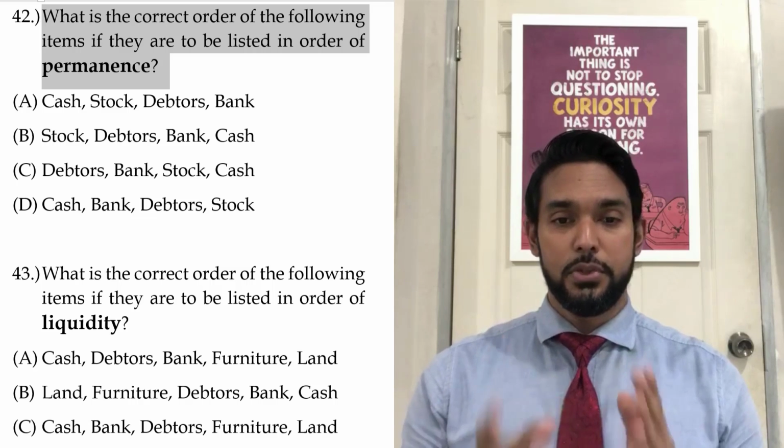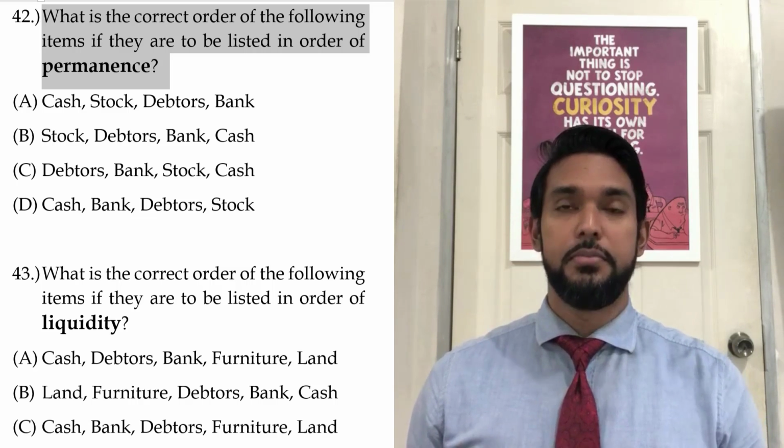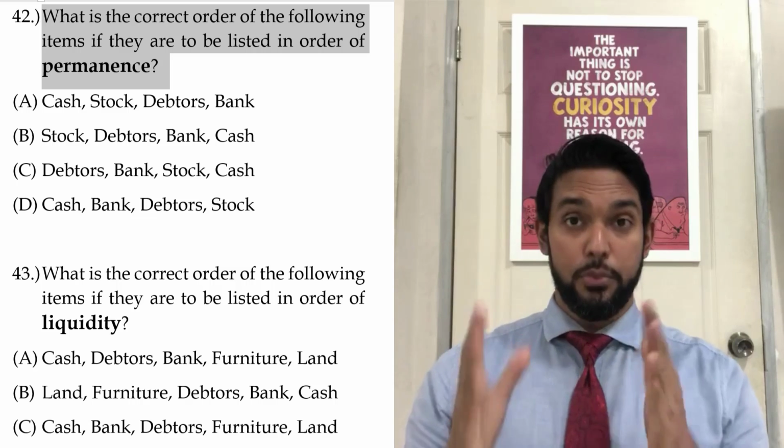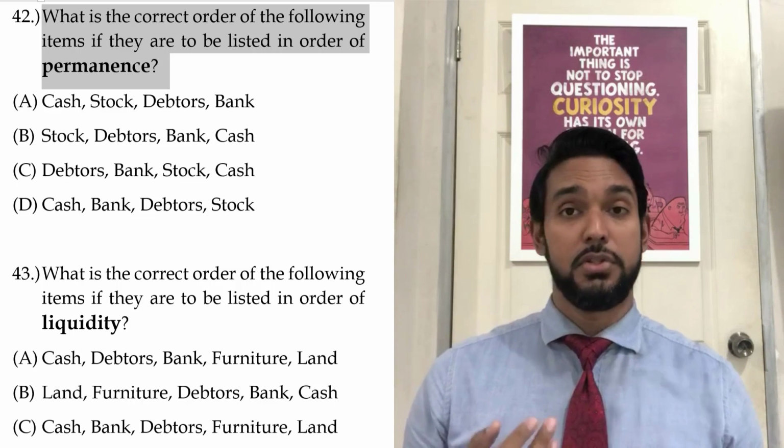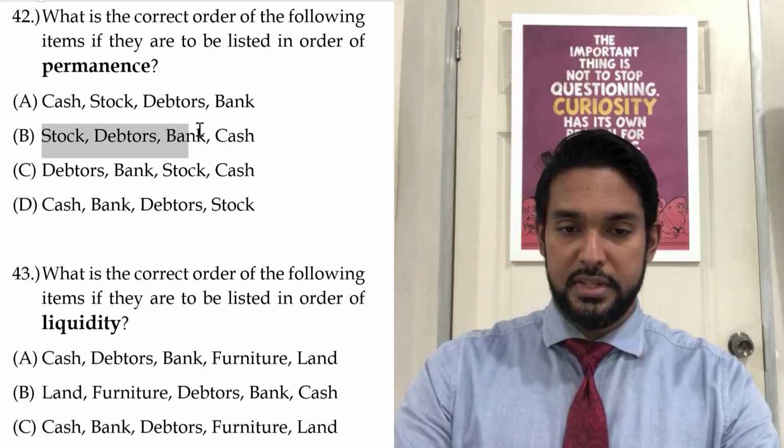So once again, this order of permanence dealing with current assets, it's just the order you're supposed to see in your balance sheet when you do it in order of permanence. Stock, debtors, bank, and cash. So stock, debtors, bank, and cash.